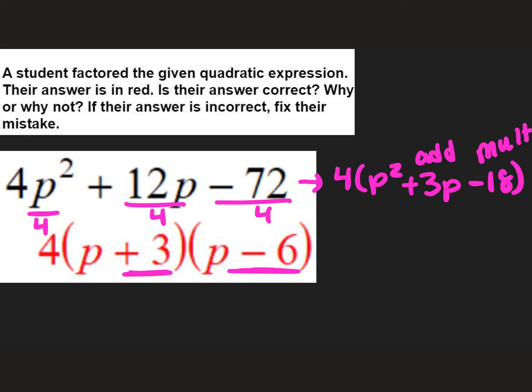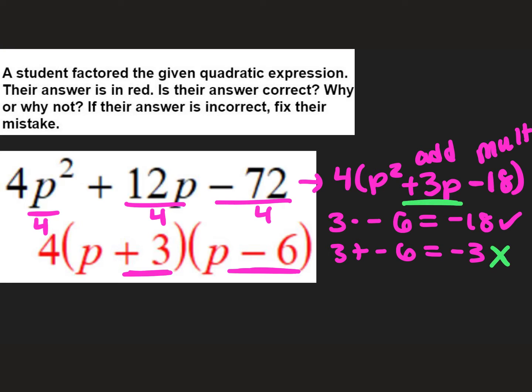Now when I check those numbers, I have 3 times negative 6 gives me negative 18, which is correct. And then 3 plus negative 6 gives me negative 3. However, this should be a positive 3, so this would be incorrect. So we would say the student is incorrect.